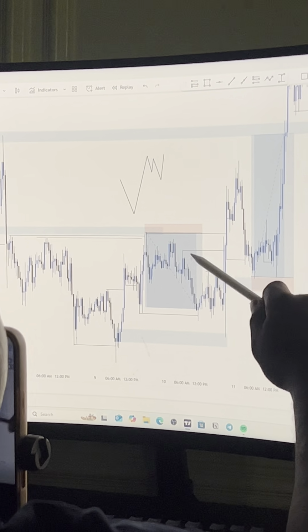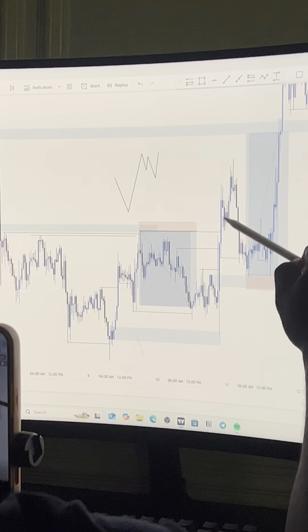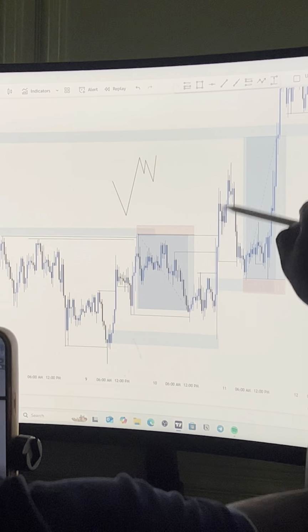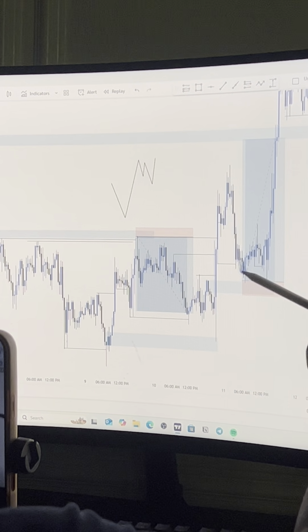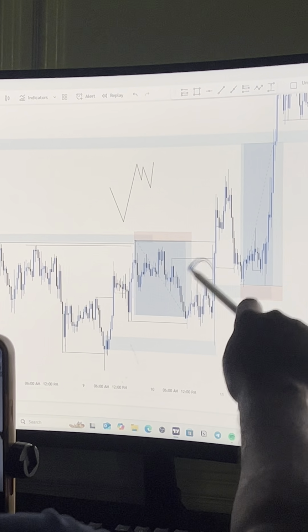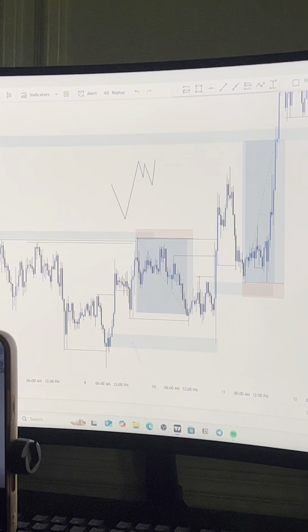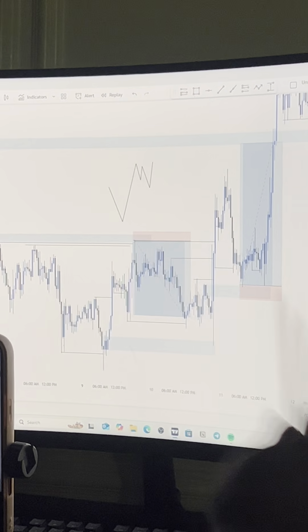This inducement mitigates this breaker block, then gave us a continuation to the opposite side. Then the market came back, then triggered this unmitigated breaker block to buy. So that is an explanation of inducement.